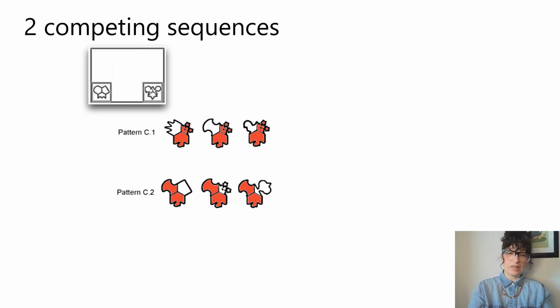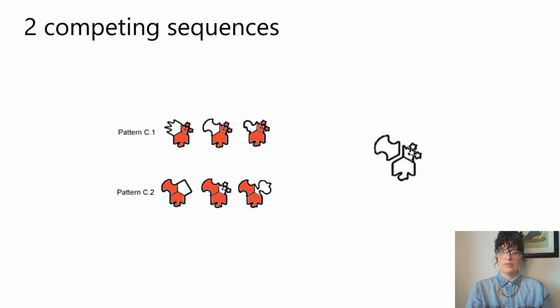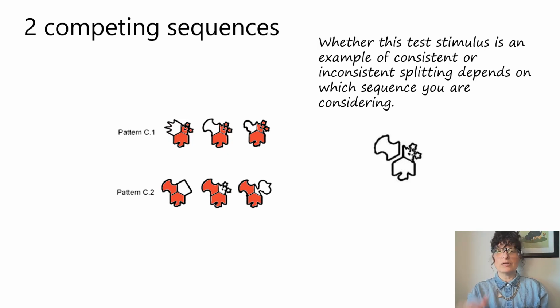Pattern C1 might be on the left, pattern C2 might be on the right. And the question they were asking is, which pattern are they going to learn? They would use test stimuli where whether this was consistent or inconsistent splitting depended on which pattern they were learning. So if they looked at this longer, it would tell them which of the two patterns the infant had been paying attention to. Whether this test stimulus is an example of consistent or inconsistent splitting depends on which sequence the infant was paying attention to.